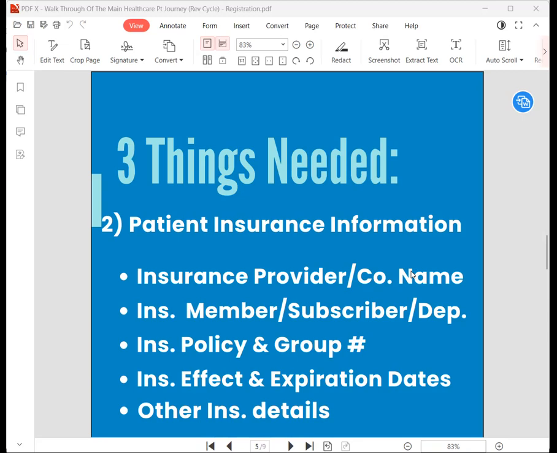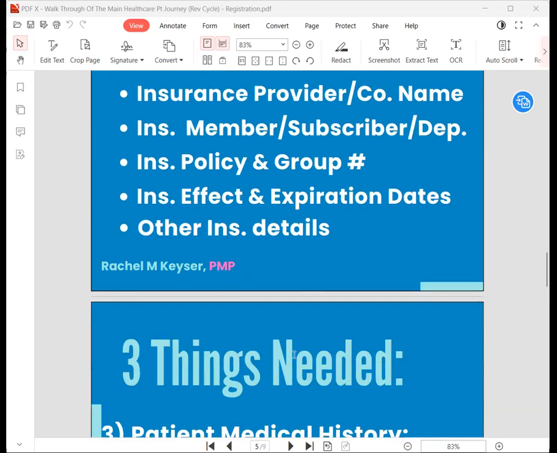In addition to this, there are some other details that may be requested or required depending on the type of insurance I talked about, whether it's an HMO or a PPO. But we won't go into that right now. This is really high level, but the main items that will be requested are the ones above.